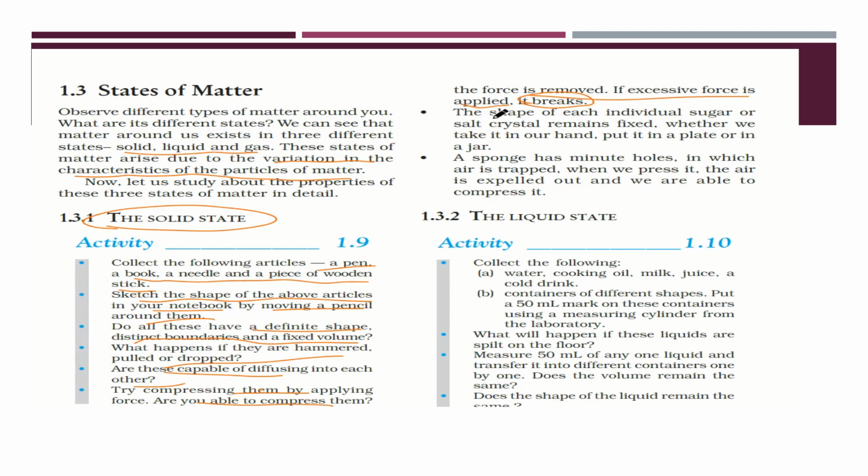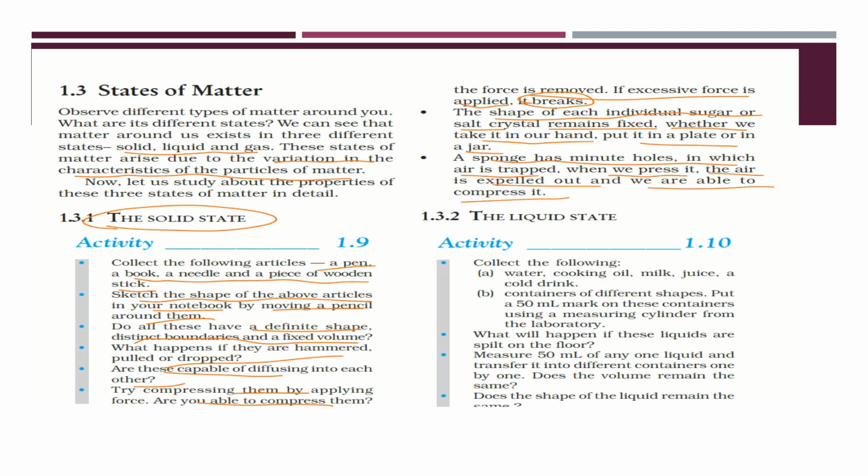Now the next one is the shape of each individual sugar or salt crystal remains fixed, whether we are taking it in our hand or putting it in a plate or in a jar. So the shape of an individual crystal of salt and sugar is the same. As they are very fine particles, when we pour them in any shape of a jar, they will take the shape of the jar, but they are not liquid or gas, they are all solid. Now what happens to the sponge? A sponge has minute holes in which air is trapped. When we press it, the air is expelled out, and so we are able to compress it.